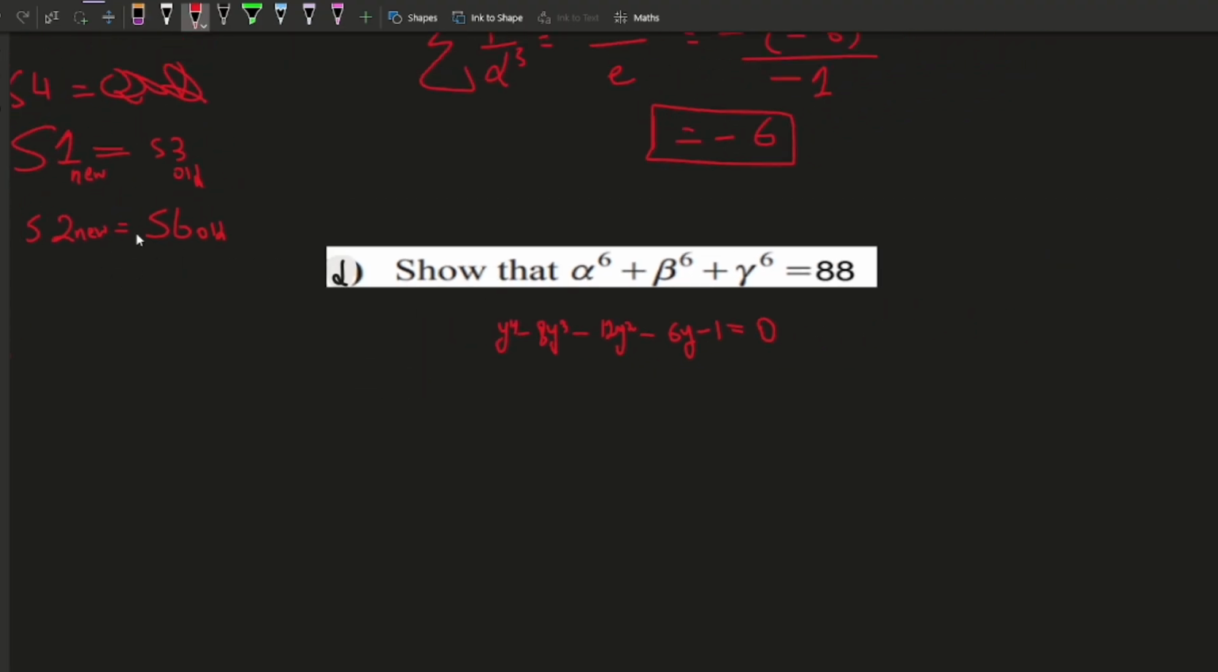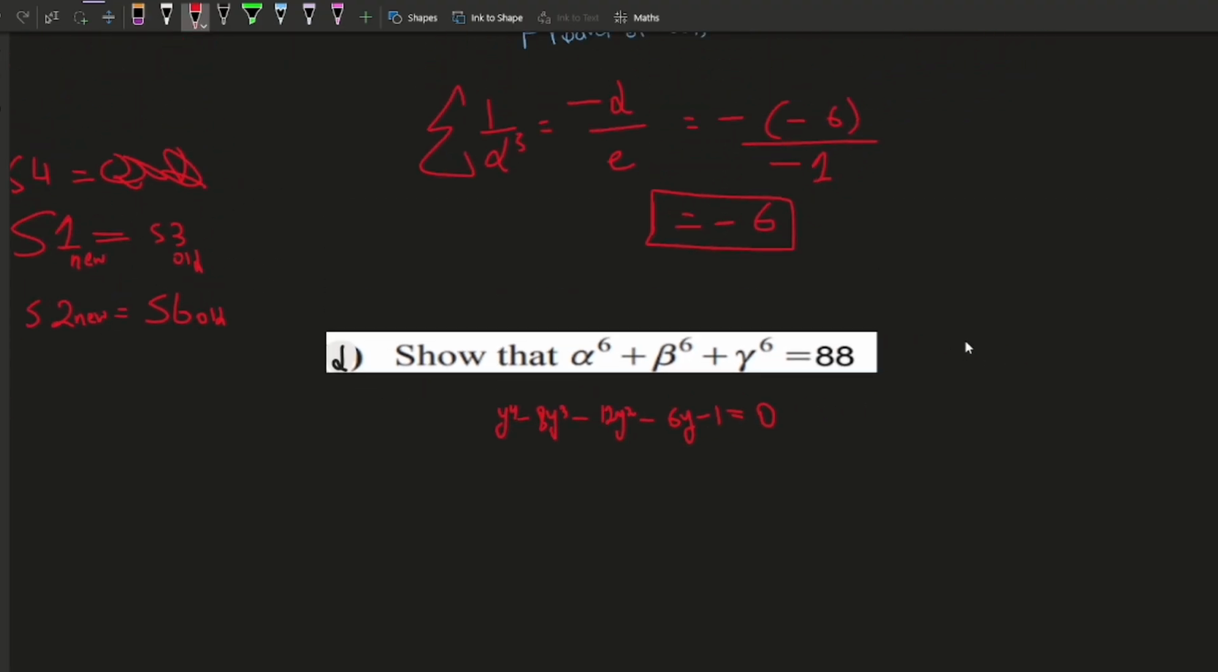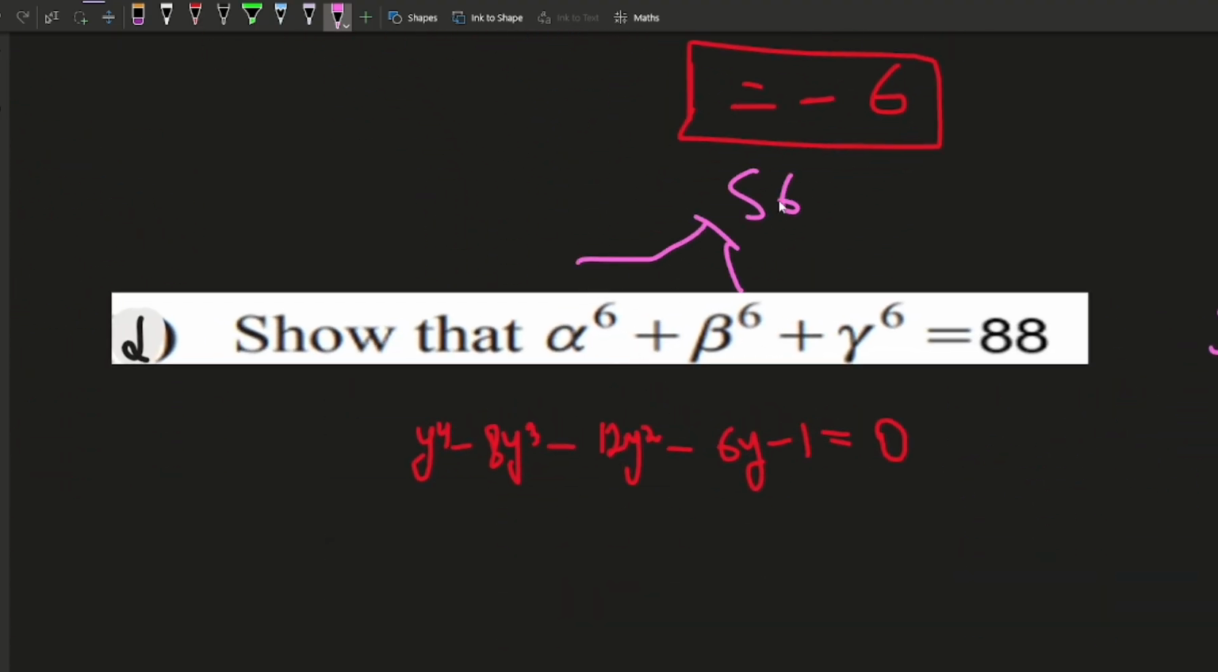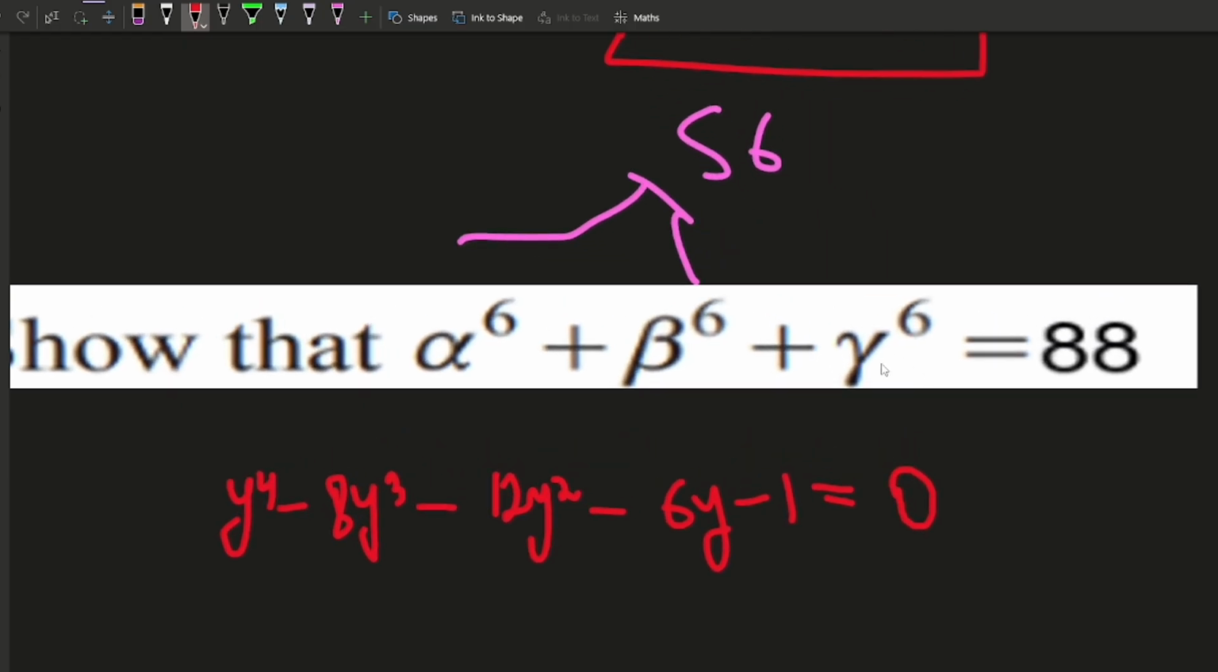We know the relation between the old and new equation, that S1 of new equation is S3 of 4. S2 of new is equals to S6 or. Now we need to find S6 here. This is basically S6, right? I forgot to write this here because I made this question myself. This is delta to the power 6.